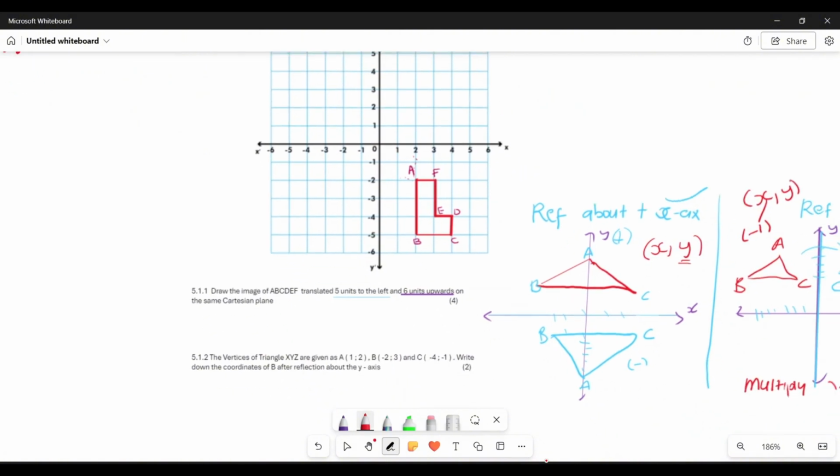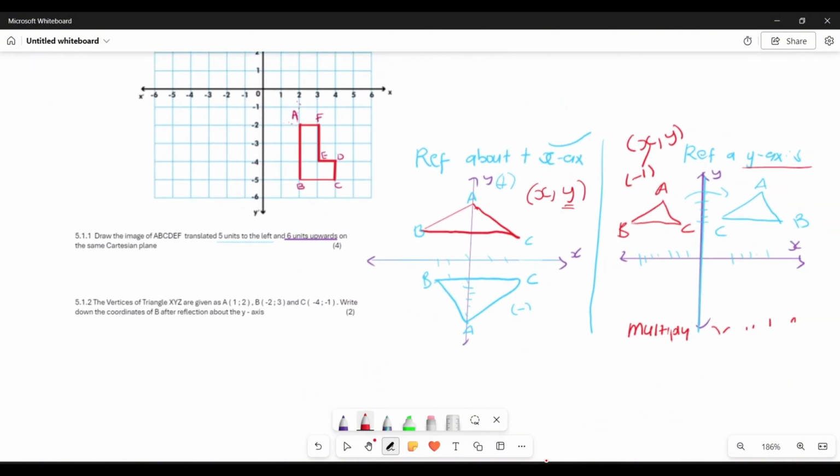Now, there are three types of reflections that you need to go about knowing. First, it's your reflection about the x-axis. Now, let's take this red triangle, right? This is our initial shape, ABC. Now, what do we mean when we say we reflected this about the x-axis? It means that we flip this over our x-axis line, which is this line. Right? This shape was flipped over this x-axis line.